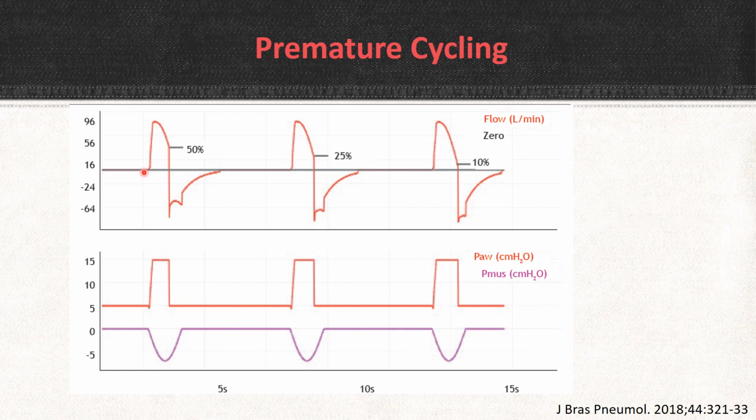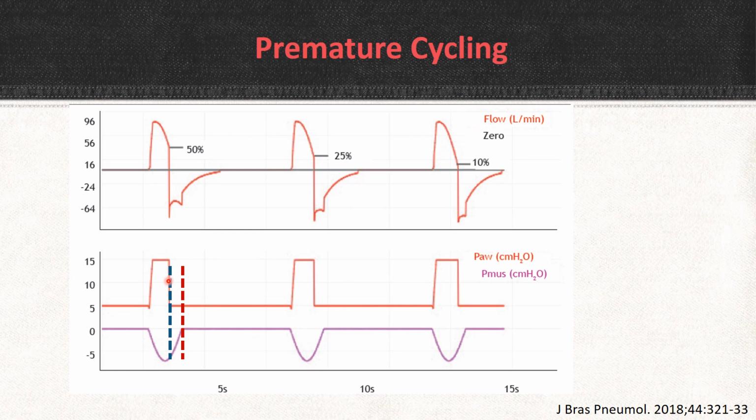This is the flow curve, this is the pressure curve, and this is the inspiratory muscle activity. So, if we look carefully, this is the inspiratory effort of the patient. The inspiration ended here, but the patient's muscle is still contracting. So, the patient is still in the inspiratory phase. The patient's inspiratory phase actually ended here. So, there is a gap between the patient's inspiration ending and the ventilator's ending. So, ventilator inspiration ended earlier, that is premature cycling.